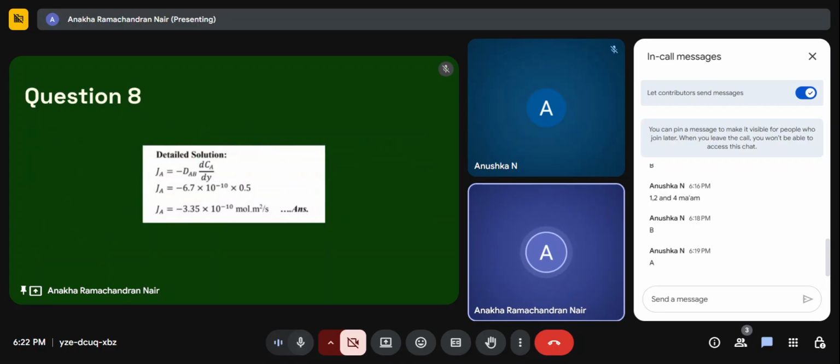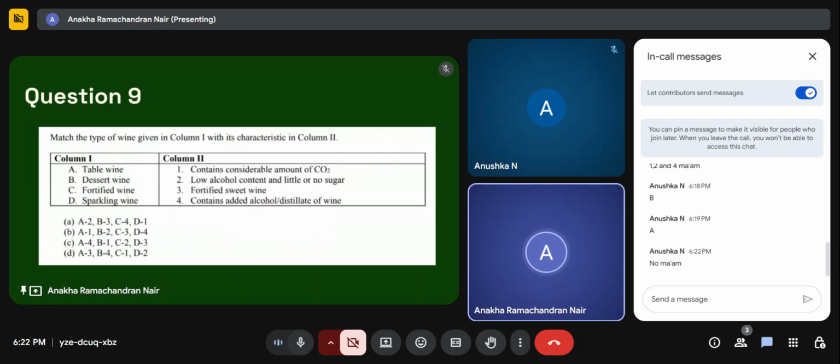Alright. Do you have a doubt in this question? Alright. So let's move on to question number 9. So question number 9 is again match the following kind of question. You have to match the type of wine with its characteristic in column 2. So you have table wine, dessert wine, fortified wine and sparkling wine.